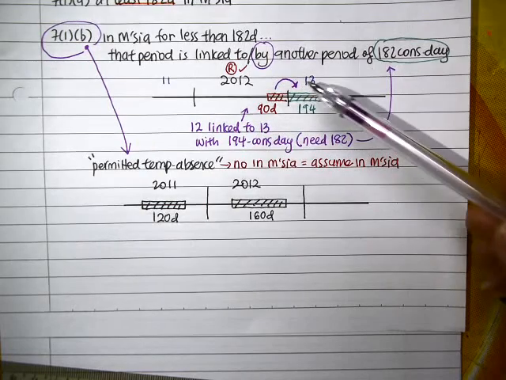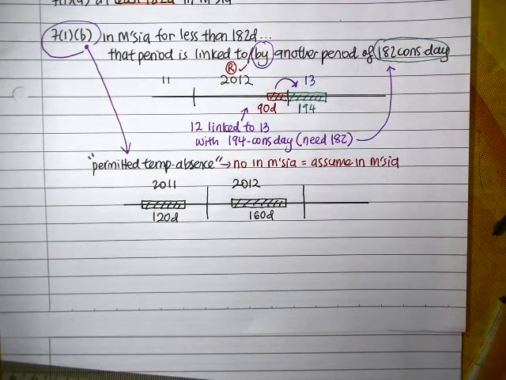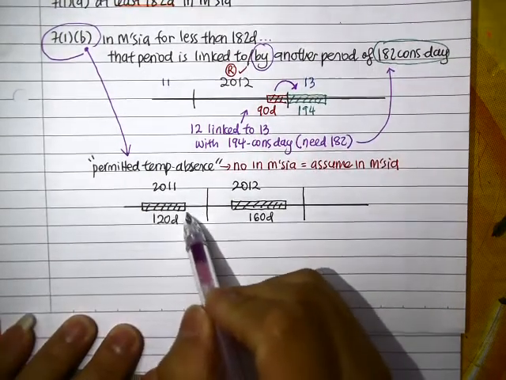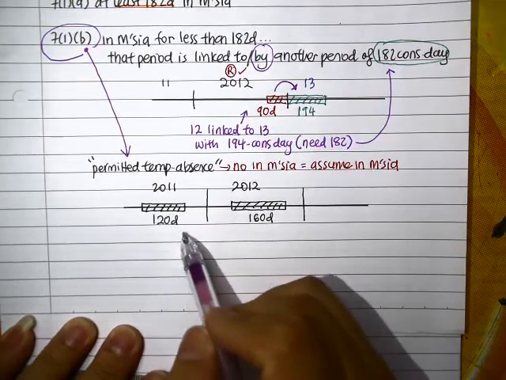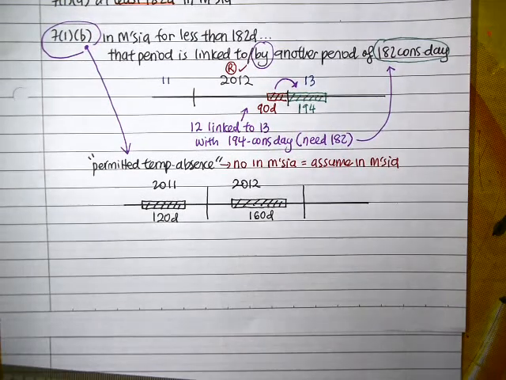But unfortunately right now they are not. They are hanging in the middle. So you notice that they are not joined at the end of the year and the beginning of the year. So they are not joined together. If you do not join together, you will never be able to use 7(1)(b).